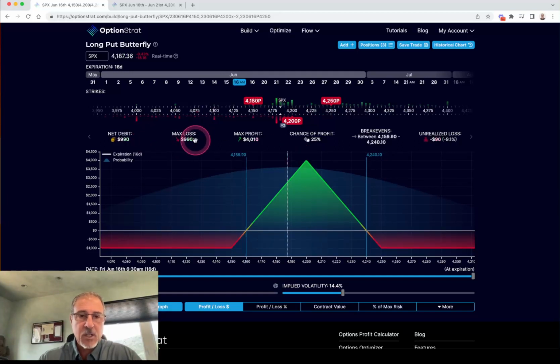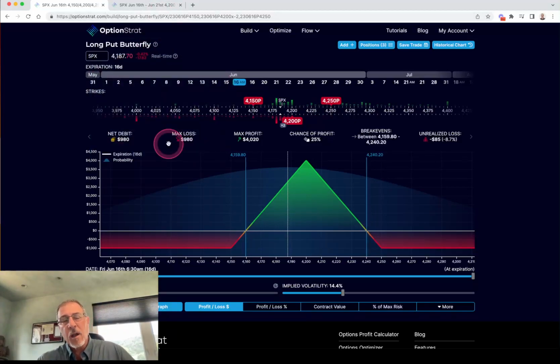We can see our max loss here, what the trade will cost us to get into, which is our maximum loss. And that's true of both of these trades. Both of these trades are defined risk trades. We have about a 25% probability of profit, and these are the break-evens. And then we can, of course, look at all the Greeks, etc. in a moment. But let me come over now and take a look at the calendar.